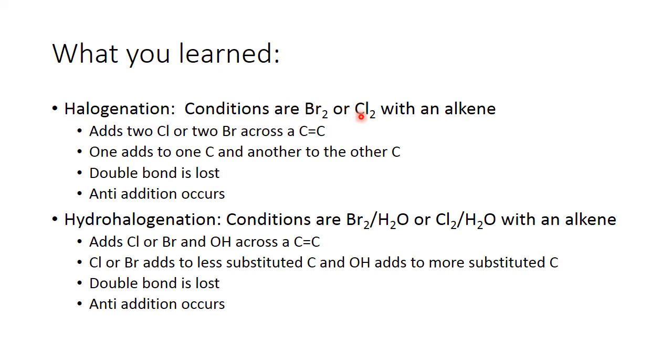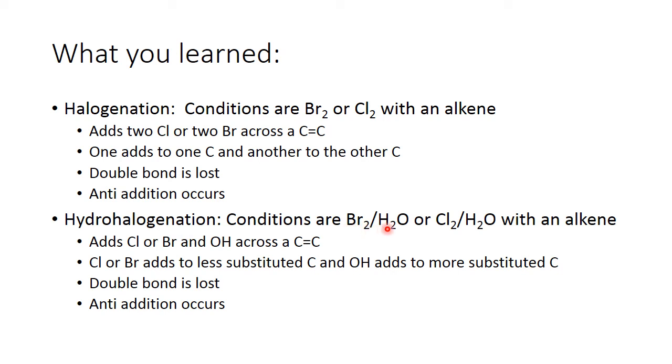The conditions for halogenation are either bromine or chlorine with an alkene, and typically the solvent that we use for this is carbon tetrachloride. When we do this, it adds 2 chlorines or 2 bromines across that double bond. One adds to one carbon and the other to the other carbon. The double bond is lost and you have anti-addition occur.